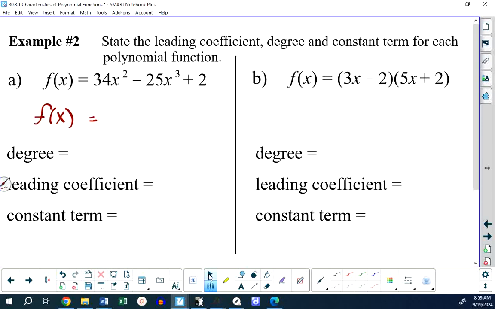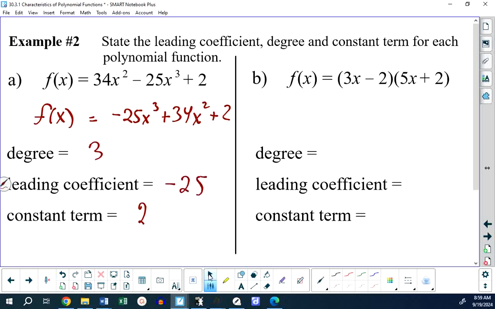But if we write it in descending order of degree, we get that. So the constant term, you ought to be able to tell me the constant term is 2 regardless of how it's written. You can just scan the terms and go, there's a 2 there. The degree is 3, and the leading coefficient is negative 25.